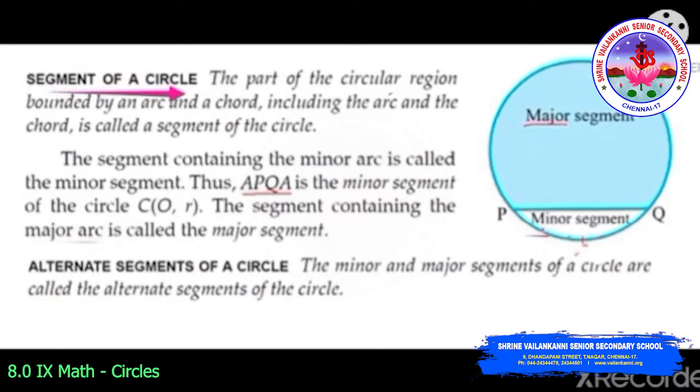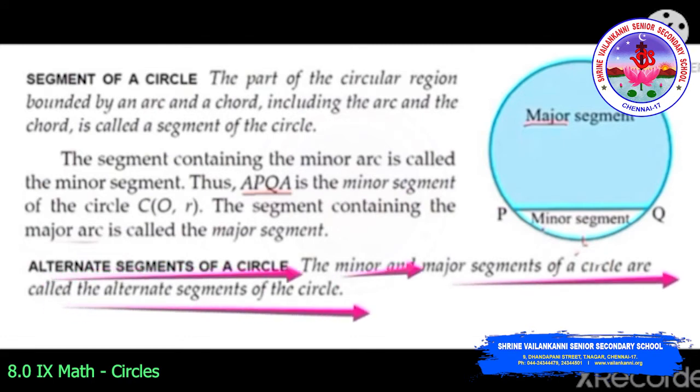Segment of a circle. The part of the circular region which is bounded by an arc and a chord, including the arc and the chord, is called a segment of a circle. The segment containing the minor arc is called the minor segment, and the segment containing the major arc is called the major segment. Thus, APQA is the minor segment of the circle. The minor and the major segment of a circle are called the alternate segments of a circle.